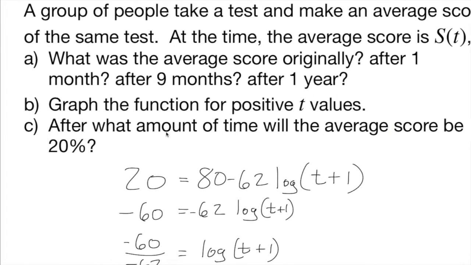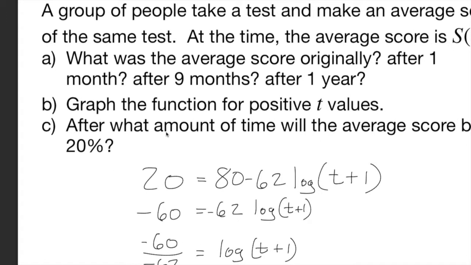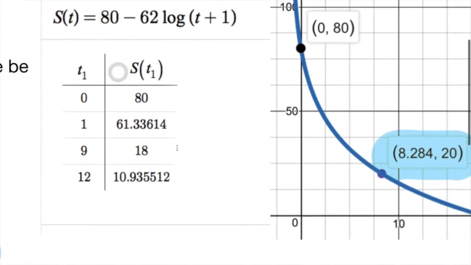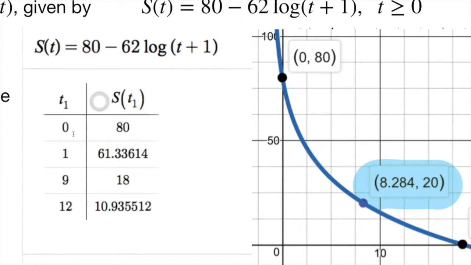It's a logarithmic curve, and so students are logarithmically forgetting. Their scores are going down by a logarithmic amount. So part A asks, what was the average score originally, and after 1 month, 9 months, and after a year? Originally, what I've done is I used Desmos to build a table. I typed it in, it gave me a beautiful graph, and originally it's at 80, then after 1 month it's at 61%, 9 months it's at 18%, 12 months it's at 10.9%. So just an input-output table. Desmos is really good at doing that.